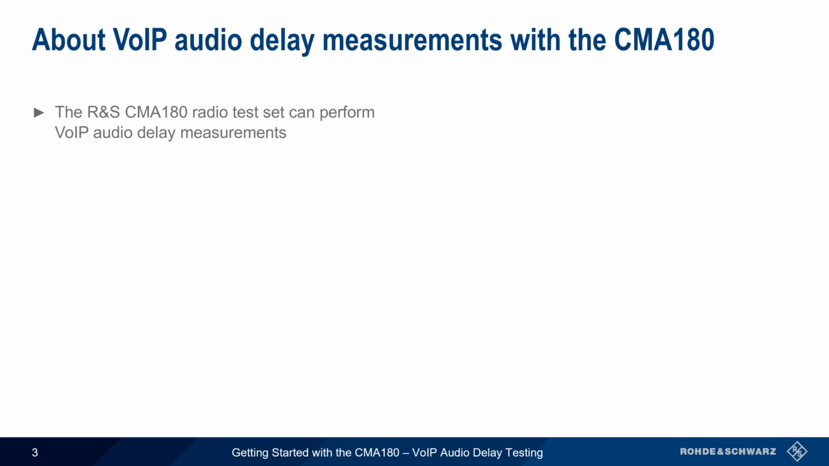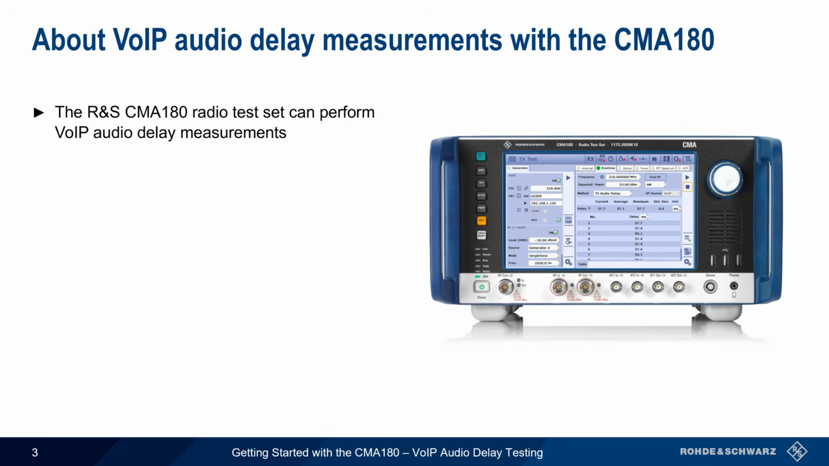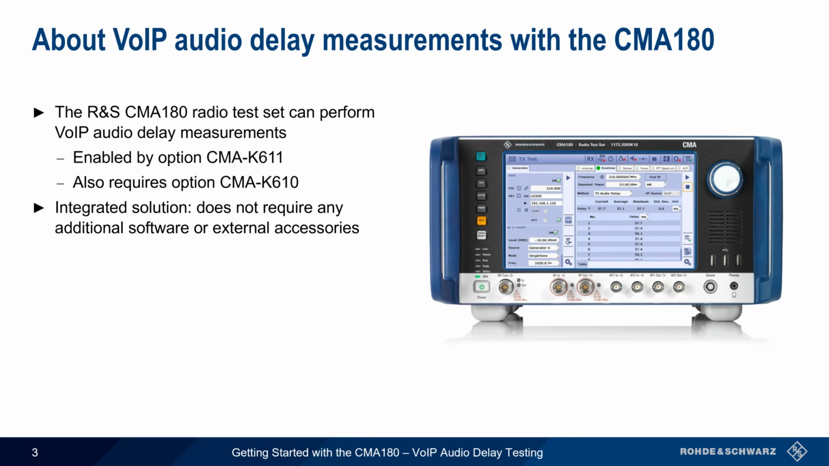The CMA180 can perform VoIP audio delay measurements when equipped with license option CMA-K611. Note that option CMA-K610 is also required to enable VoIP support. The CMA provides an integrated solution. It does not require any additional software, a separate PC, or any external devices or accessories.